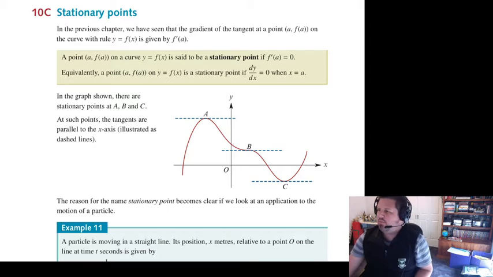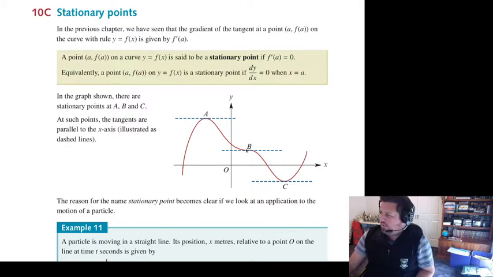What you need to know is that a stationary point is when you differentiate, and at that particular point the gradient is equal to 0. So here are some examples as well. If you are looking at it visually, you can see at this particular point at the maximum, the gradient is 0. There's no slope there.